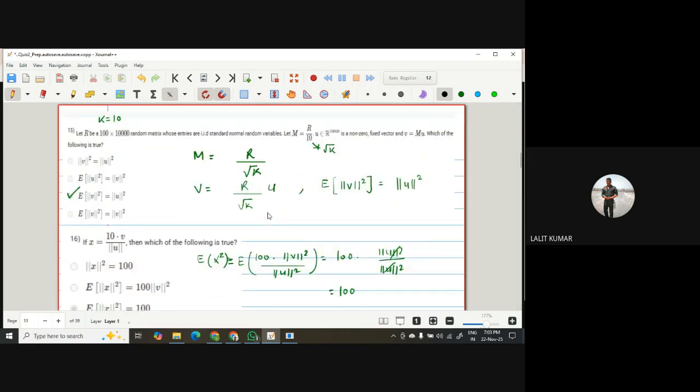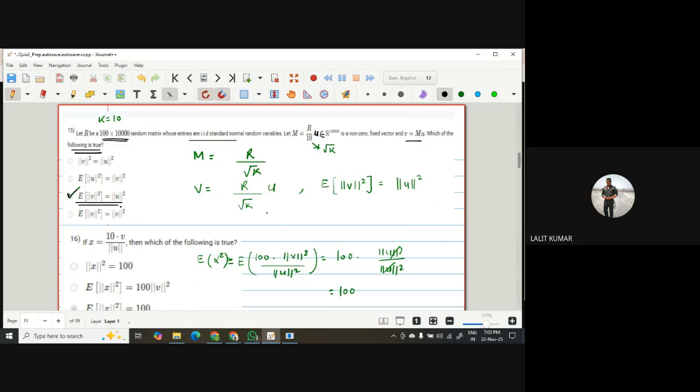This is the bound. Next question is, let R be a 100 into 10,000 random matrix whose entries are IID standard normal. M is equal to R by 10. This is the root K, into U. U belongs to R 10,000 is a non-zero fixed vector, and V is equal to MU. Which of the following is true? So expectation of V square is equal to U square. That is the correct one.